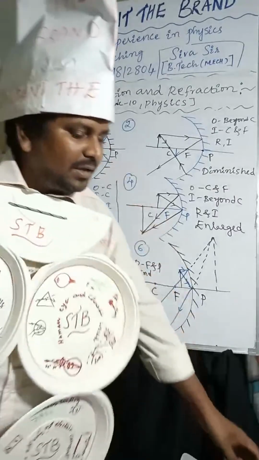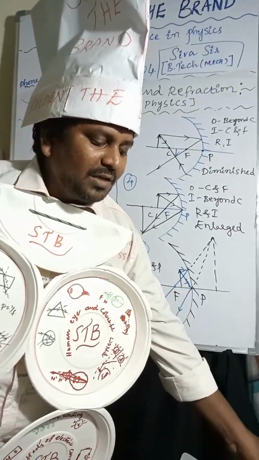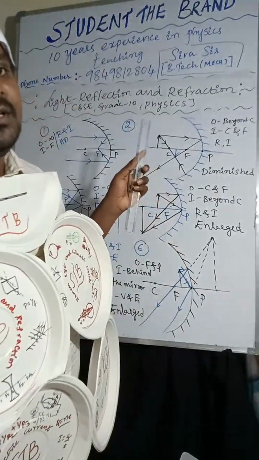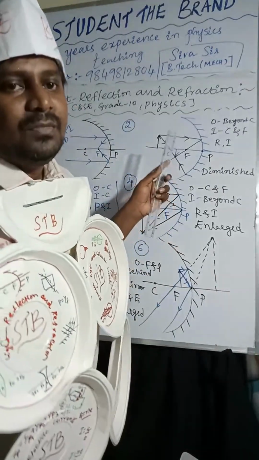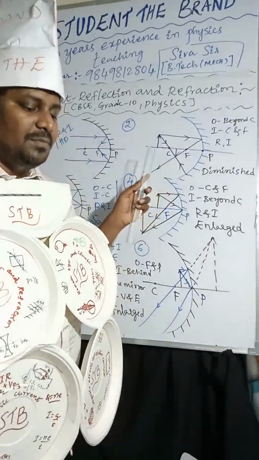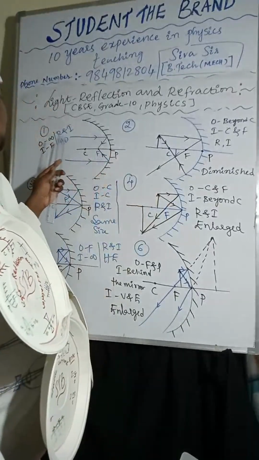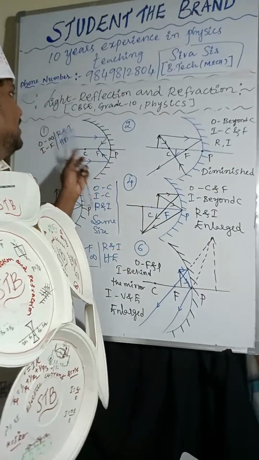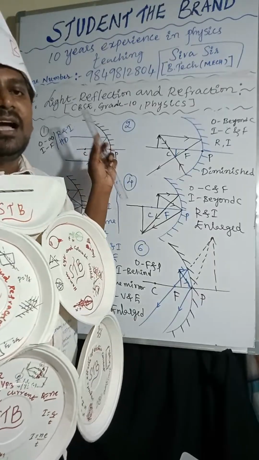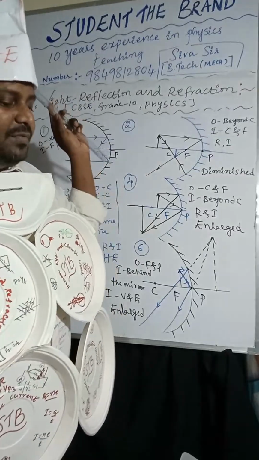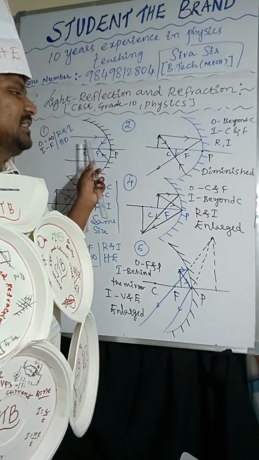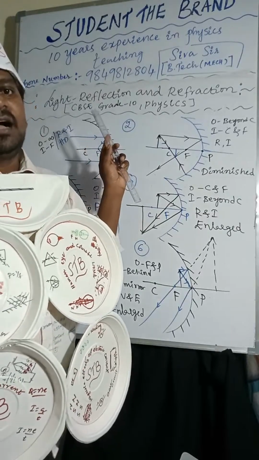How many light rays are required to form the image of the object? Minimum 2 light rays are required to form the image of the object. Object is placed at infinity, image will form at focus. The nature of the image is real, inverted and highly diminished.